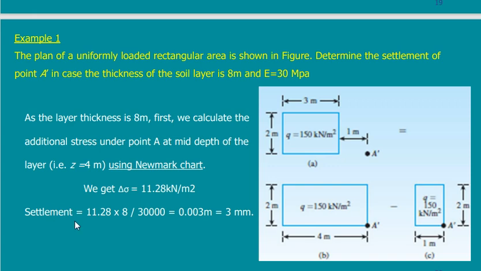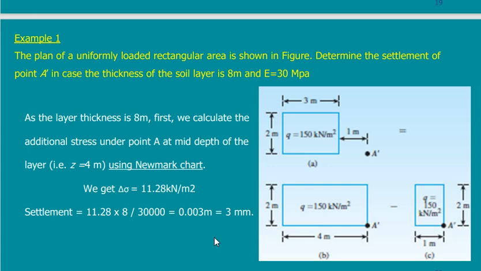Then take this value and substitute in the equation of settlement. This is the equation of settlement, and you will get the settlement, and it will be 3 millimeters. So I used the Newmark chart first to calculate the delta sigma, which is the additional stress. I calculated it by superposition of two cases, one positive and one negative, added them together to get the number you need, and substituted in the original equation of the settlement to get the settlement at this point.